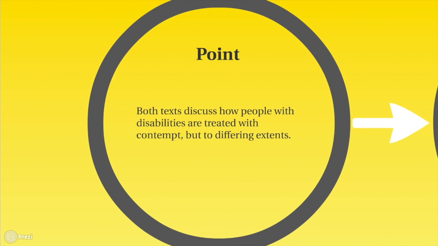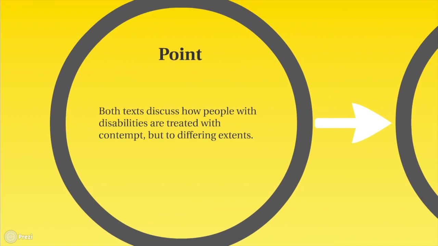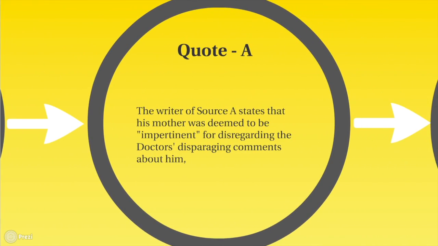So first of all, my point, so I need to answer the question about how people with disabilities are treated. So I put both texts discuss how people with disabilities are treated with contempt, but to differing extents, and that's my point of difference there about the extent of the contempt that each of them faces. So my quote from source A, so I say the writer of source A states that his mother was deemed to be impertinent for disregarding the doctor's disparaging comments about him.